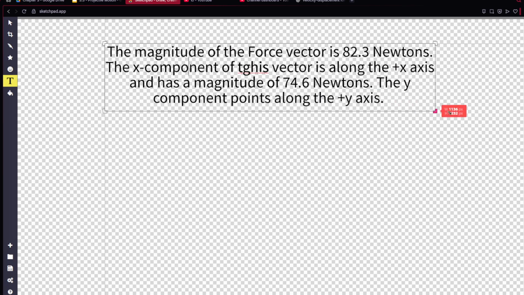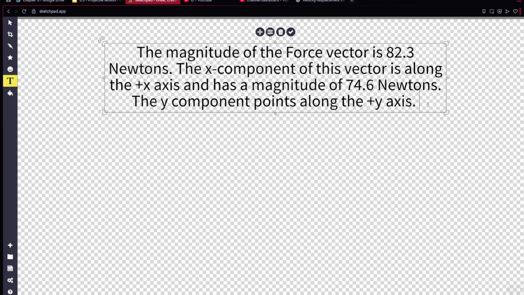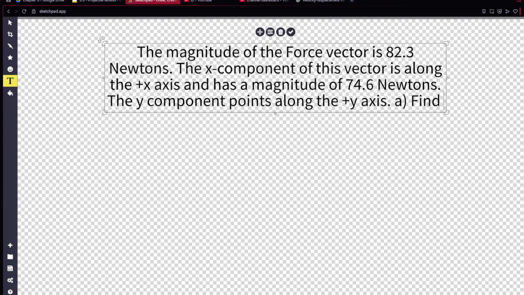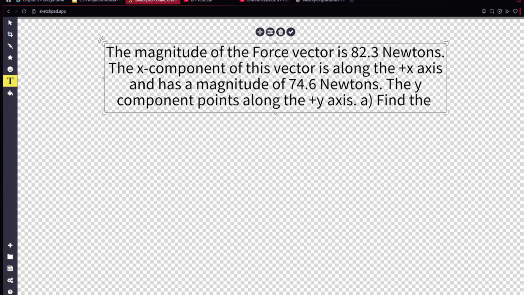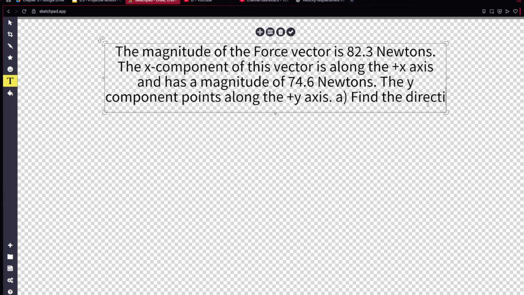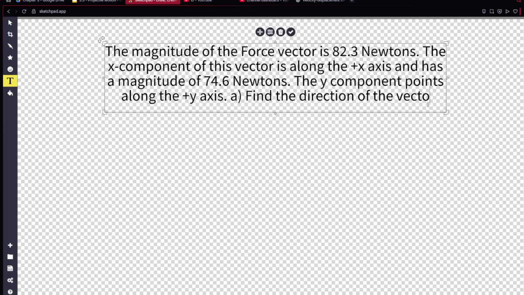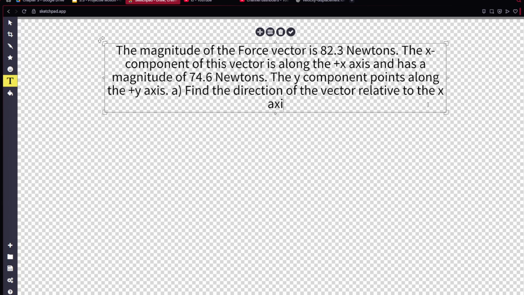So I'm just gonna write the homework out so it's easier to read. So the two questions are: find the direction of the vector relative to the x-axis, which is just denoting the degrees, and the second one is find the component of the vector along the y-axis.